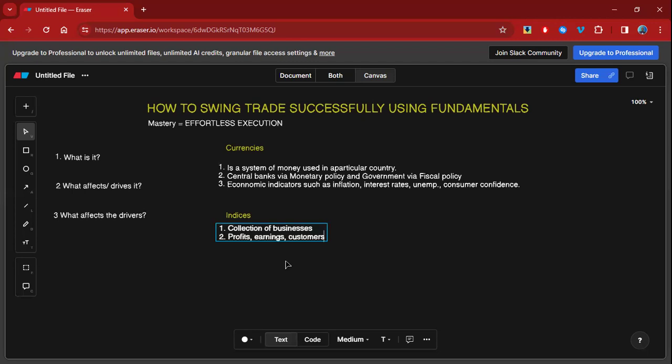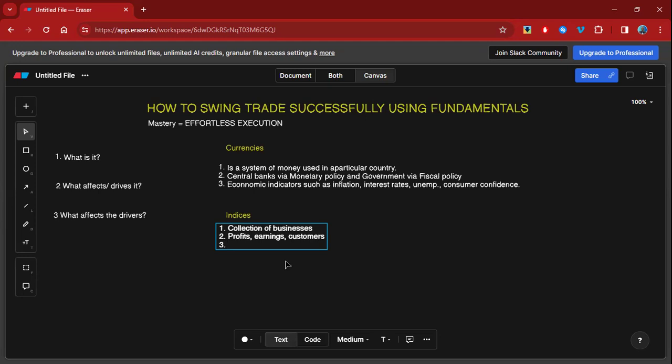So that is what we have. What else do we have when it comes to businesses? I'd say that's pretty much it in terms of what actually drives businesses. Then we'd have to answer the third question: what affects the drivers? In this case, what affects profits, what affects earnings, what affects customers? In this case, it would be something that we've just recently looked at, which is interest rates.